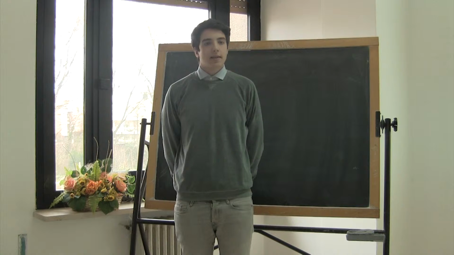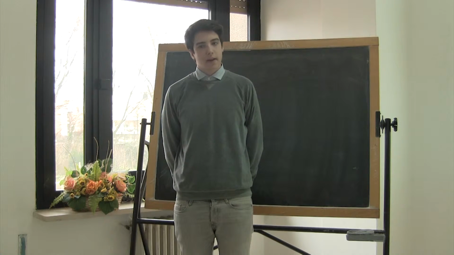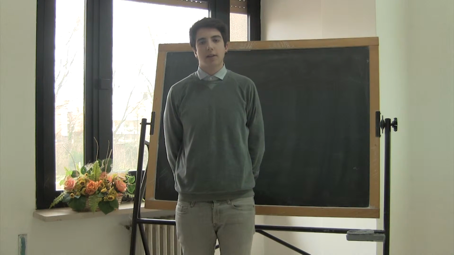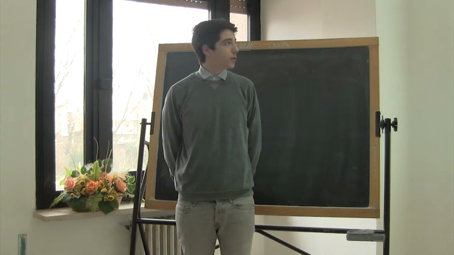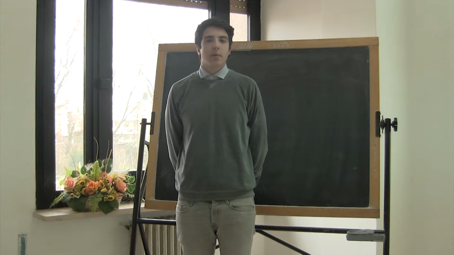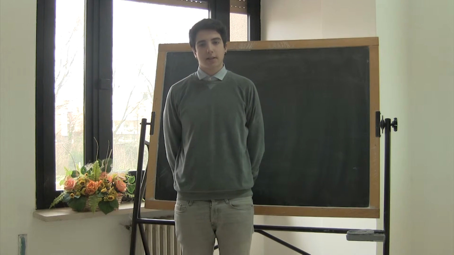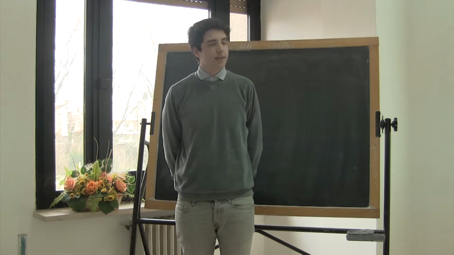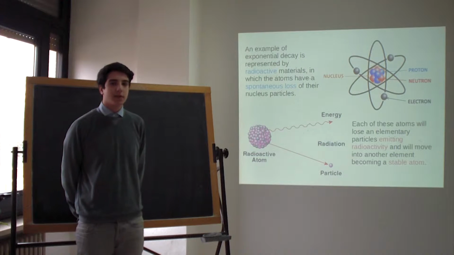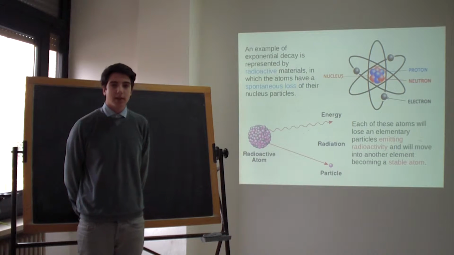An example of exponential decay is represented by radioactive atoms. In fact, they lose a lot of nucleus particles, and when they have this spontaneous loss, they are emitting radioactivity, and then they become stable. Now, Beatrice is going to talk to you about the exponential function formula.